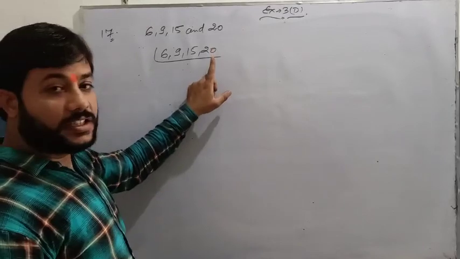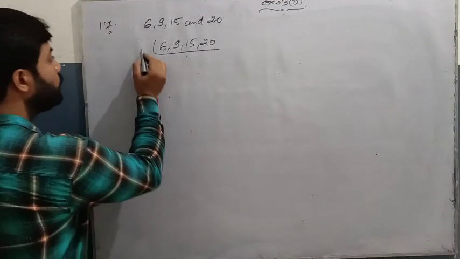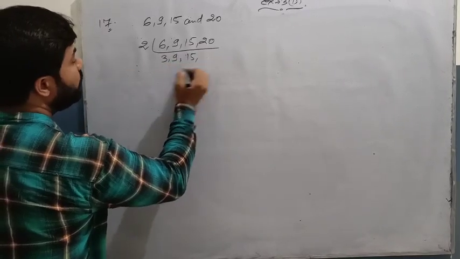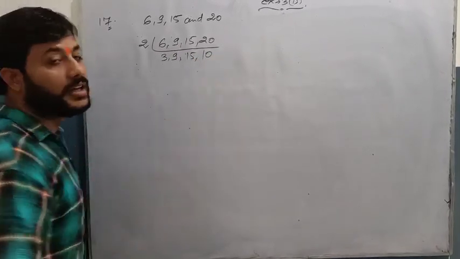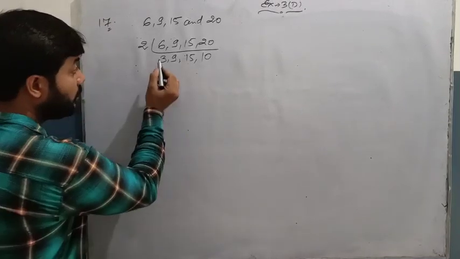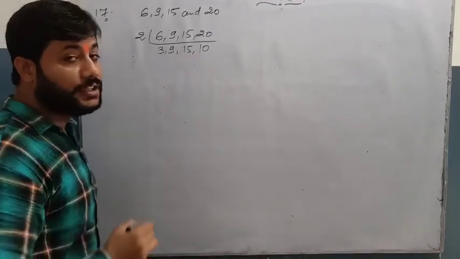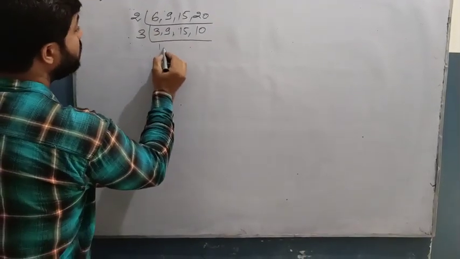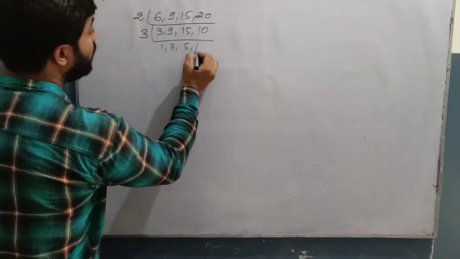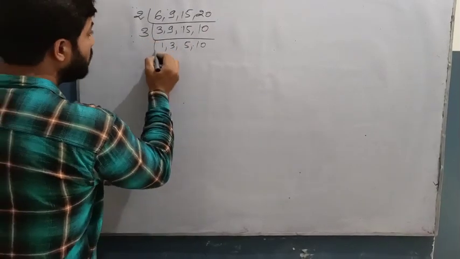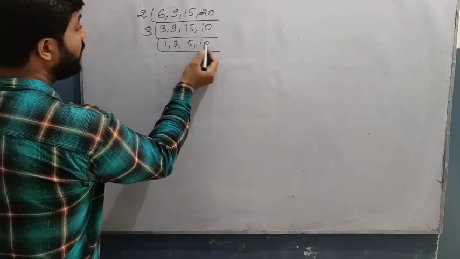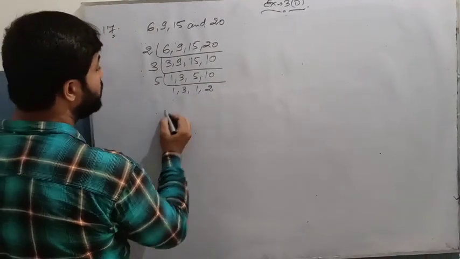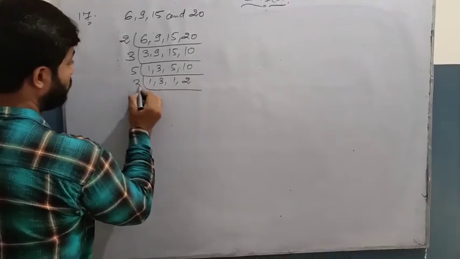Now 6 and 20 are divisible by 2, so we will go for 2. 2 3s are 6, 9 will come as it was, 15 will come as it was, and 2 10s are 20, right students? Now here 3, 9 and 15 are divisible by 3, so we will go for 3. 3 1s are 3, 3 3s are 9, 3 5s are 15, and 10 will come as it was. Now again 5. 5 1s are 5, 5 2s are 10. Now 3.